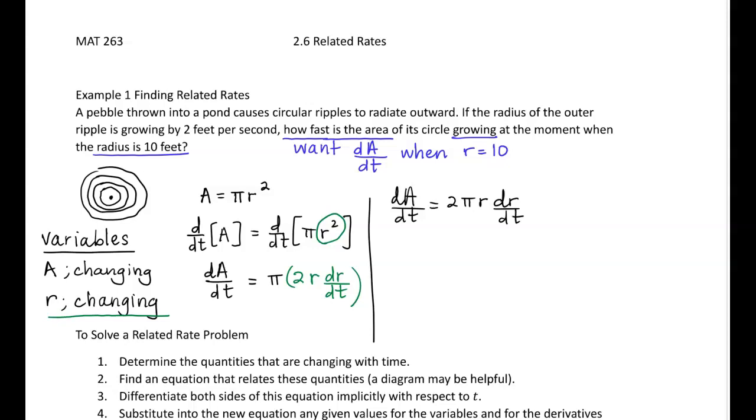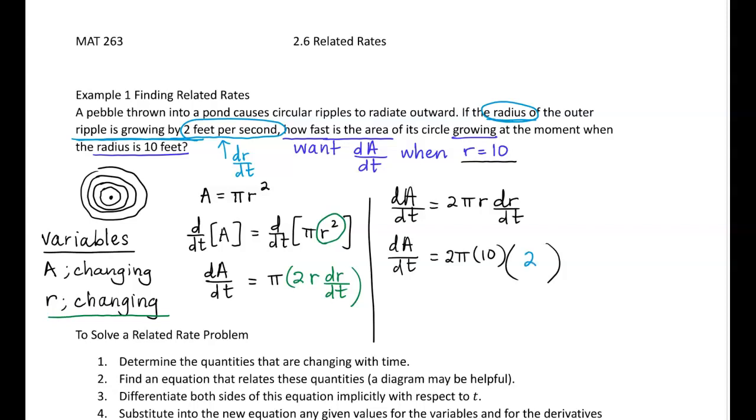We wanted dA/dt when r is equal to 10. So I'm going to plug in 10 for r. And then for dr/dt, well, they told us in the problem that the radius of the outer ripple is growing by 2 feet per second. The radius is growing by 2 feet per second. So that 2 feet per second is dr/dt. It tells us the rate of change of the radius. So dr/dt is equal to 2.